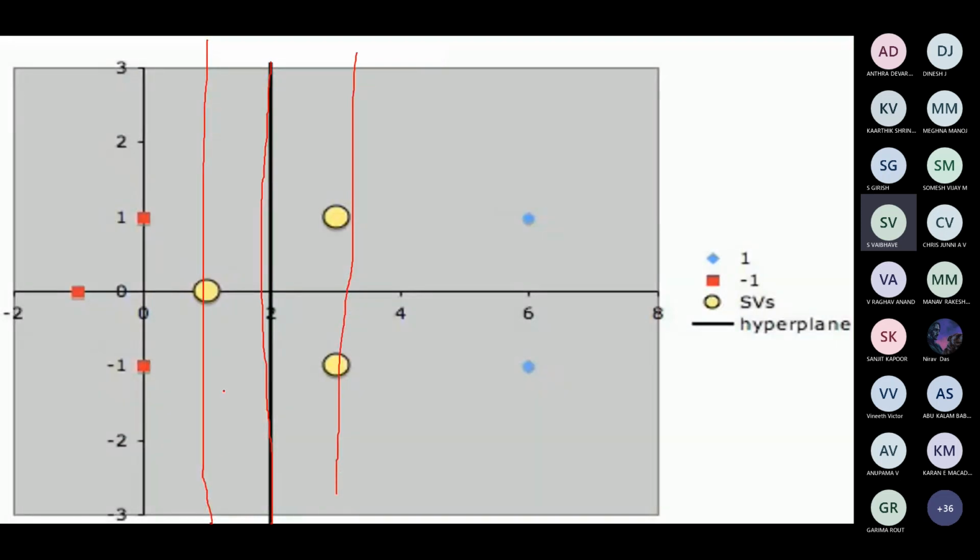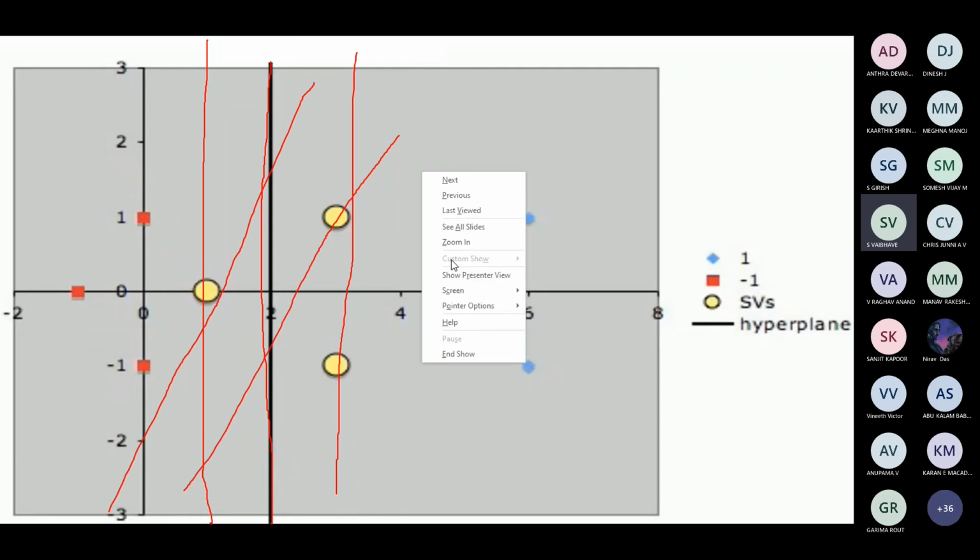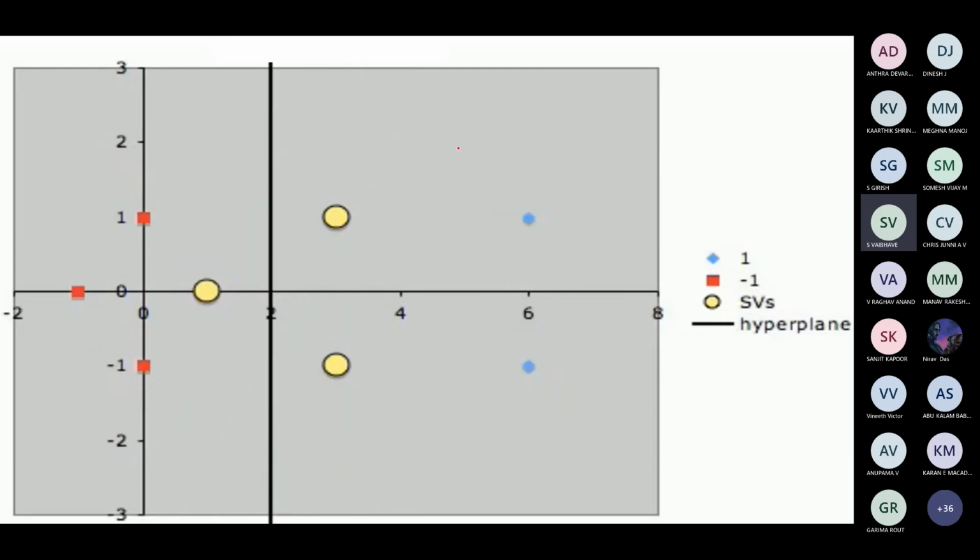This is my best possibility for these particular data points, because I can't draw a margin like this, right? I can't draw a margin like this, because my width will not be there. So this is my best margin for the given data sets. This is all about linear.